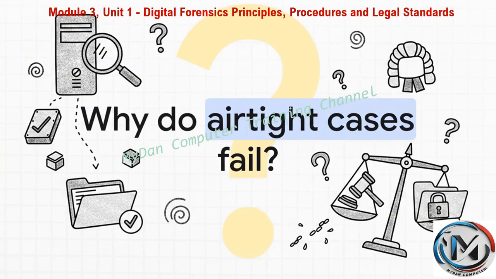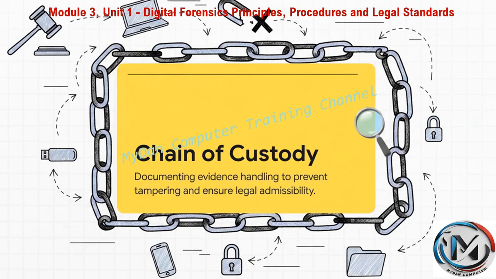This is it, the climax of the digital detective's journey, the moment where all this rigorous scientific work is finally put to the test. So here is a question for you. Why do airtight cases fail? Seriously, imagine the investigators did absolutely everything right. Perfect byte-for-byte copies, flawlessly recovered deleted files, absolute definitive proof of the crime. Why in the world would a judge still throw the entire case out? Three words: chain of custody.